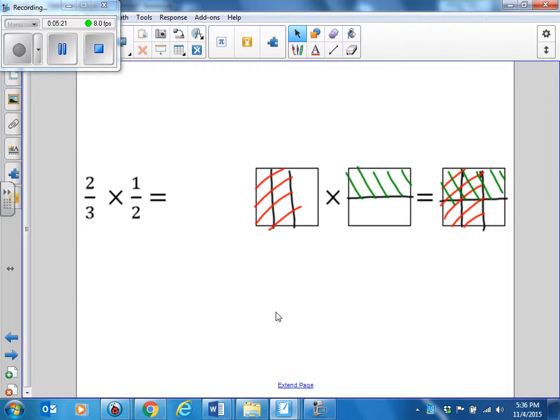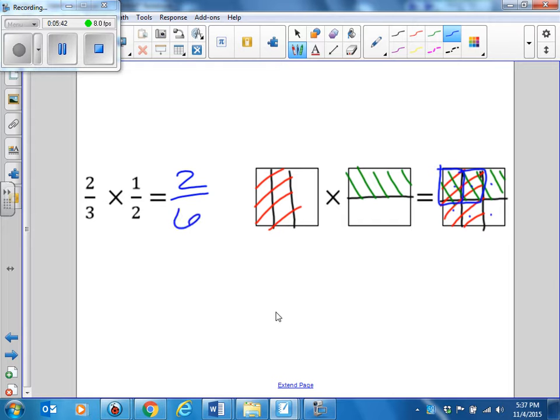of each other. So now I'm going to find out how many boxes do I have where the colors overlap, so where the red and green are on top of each other. And I have 2 boxes where they overlap. And now I'm going to count how many there are in all. I have 1, 2, 3, 4, 5, 6. I have 6 boxes in all.